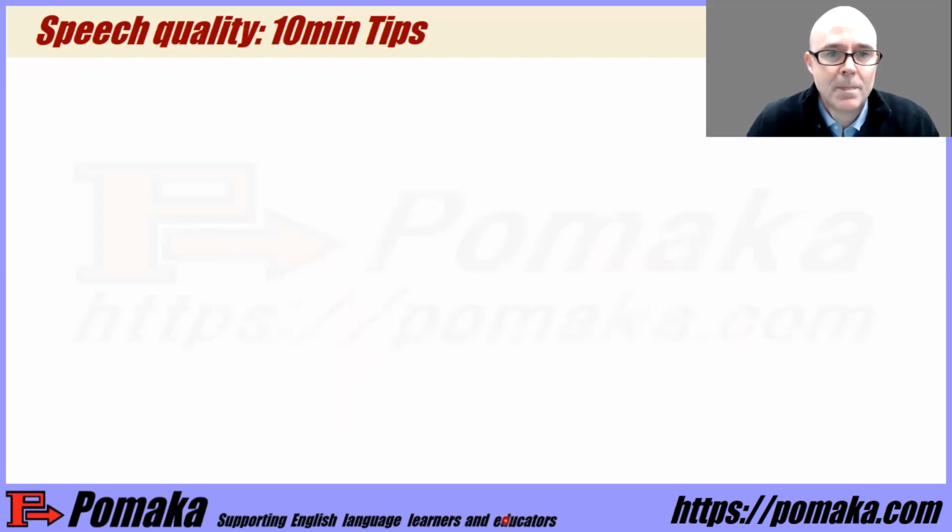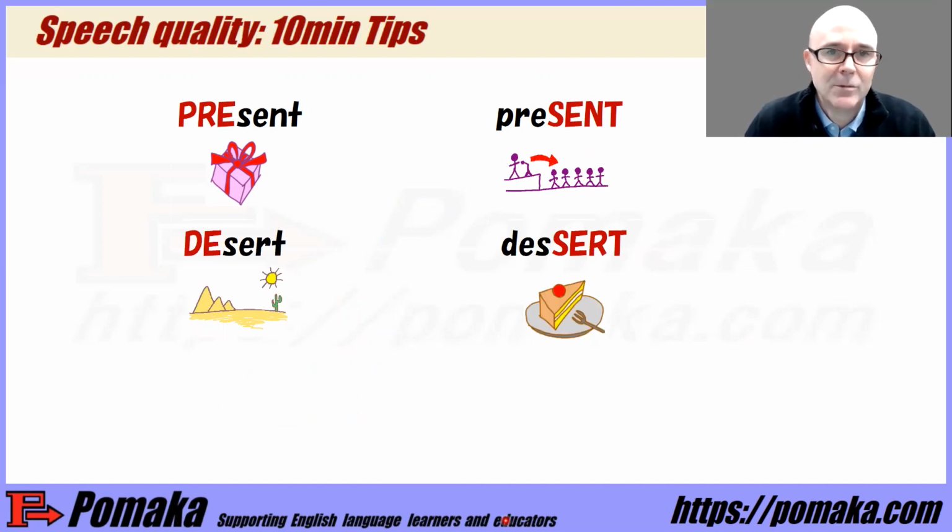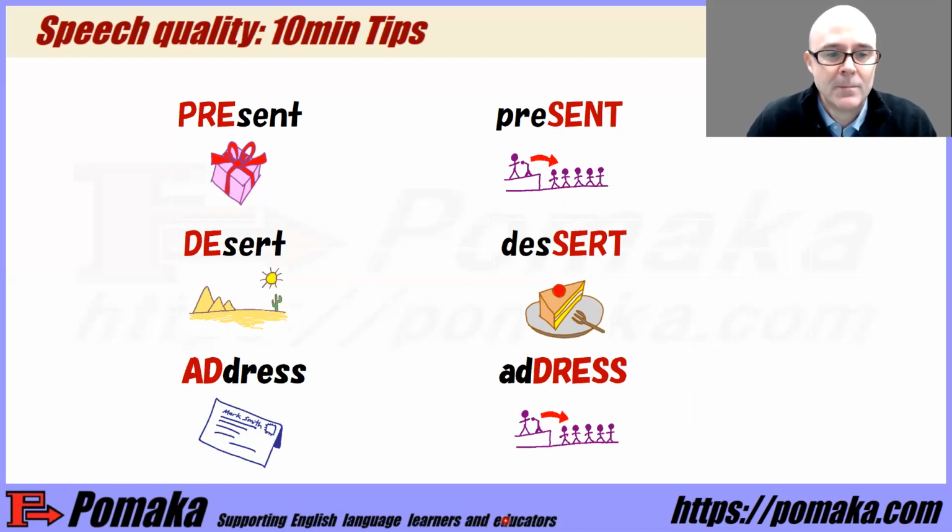Here are some more examples. Present, with primary stress on the first syllable, is a gift. Present, on the second syllable, is to do a presentation or a talk to a group of people. Desert, on the first syllable, is this hot, dry place, whereas dessert, on the second syllable, is something we eat after dinner. Address is the place where we live. Address means to give a formal talk to a group of people. I should add that in this word, the primary stress is always on the second syllable in British English.